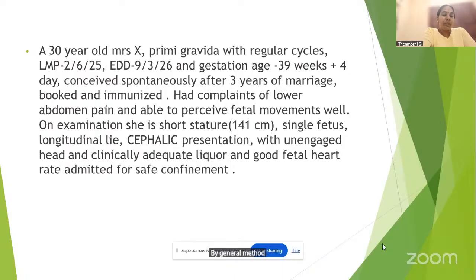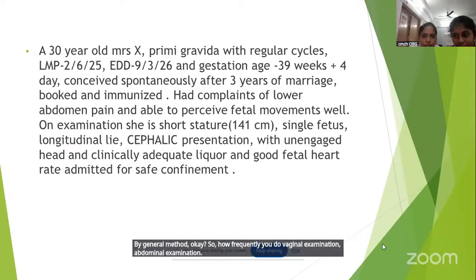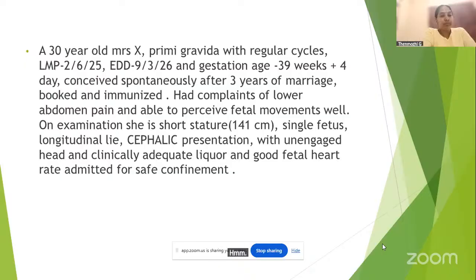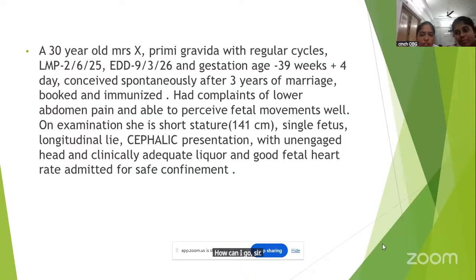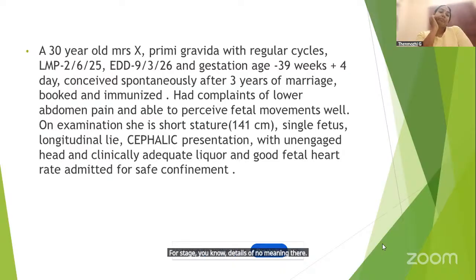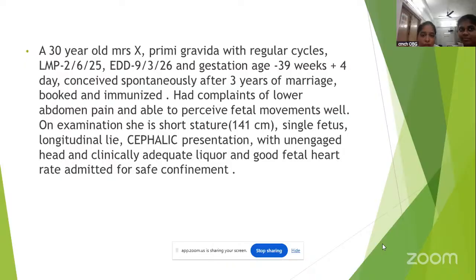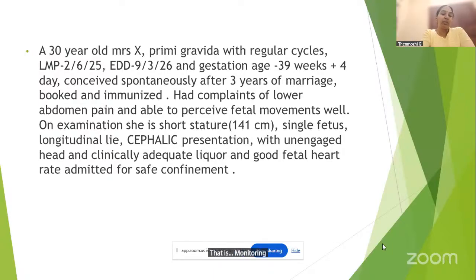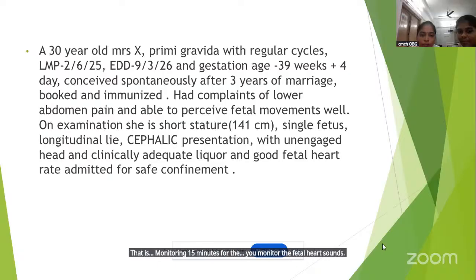So how frequently will you do the vaginal examination and the abdominal examination? Abdominal, half an hour once, ma'am. First stage, every 15 minutes, ma'am. Second stage, every 5 minutes, ma'am. Every 15 minutes you monitor the fetal heart sounds, the fetal heart rate, right, ma'am.